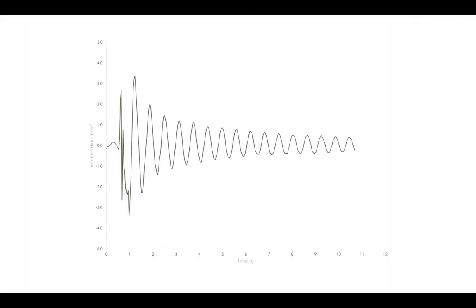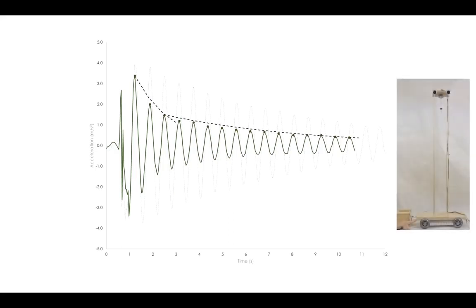Looking at the plot of acceleration response, we can see that the peak acceleration was about 3.5 meters per square second, so a reduction of only about 12%. But the big difference is how quickly the motion decays. At the beginning, when the pendulum is swinging, I calculated a damping ratio of over 0.6. That's about 6 times more damping than without the TMD.